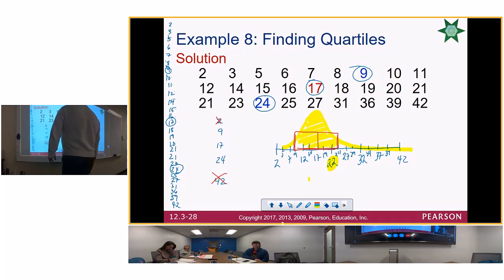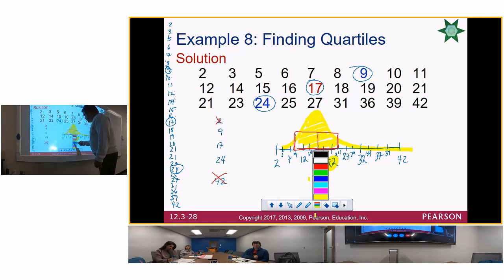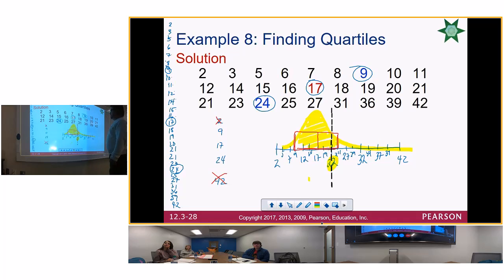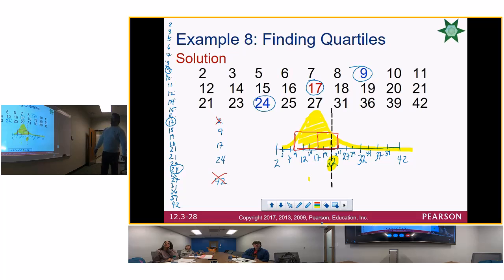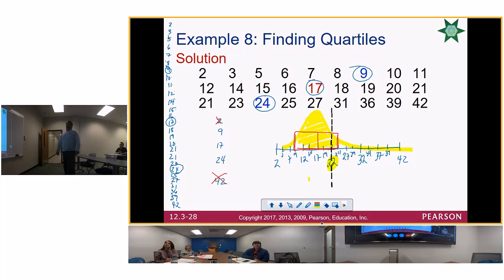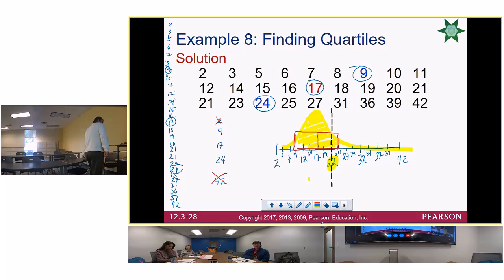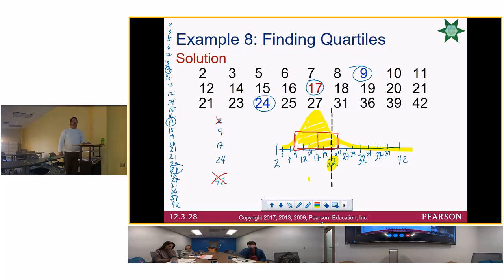Now, let me put this in perspective for you. Here's the middle. Let me draw a picture of the middle here. The middle is your midpoint. There's the mid. Wow, that's pretty straight. I think I did a real good job there. Anyway, I know y'all won't compliment me, but at least I compliment myself.